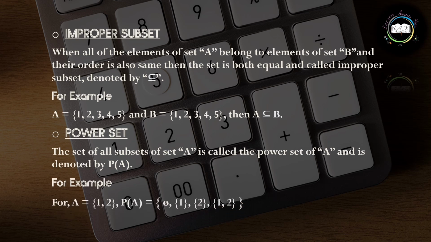Another type of set would be a power set. Power set is the set of all subsets of any set. For example, if set A has elements 1, 2, then the power set of that would be a null set, {1}, {2}, and {1, 2}.